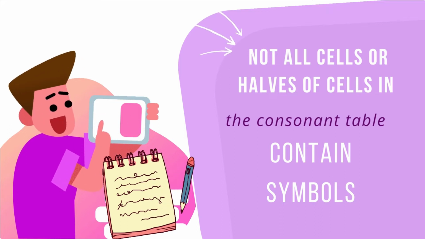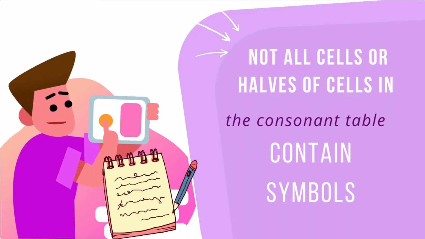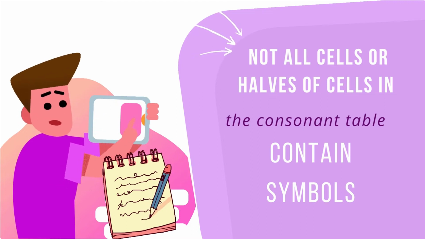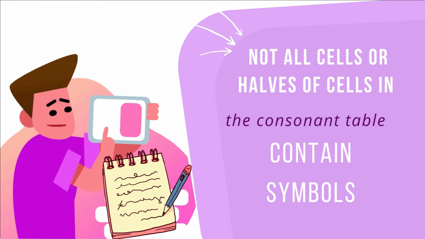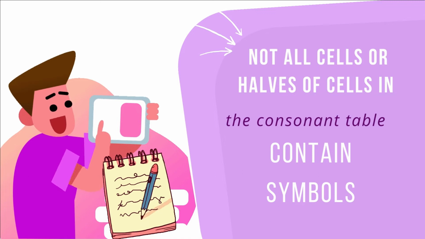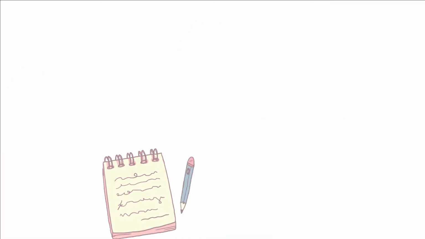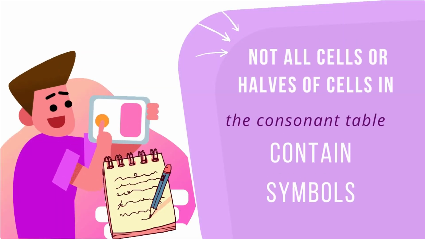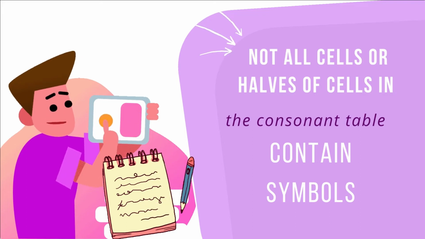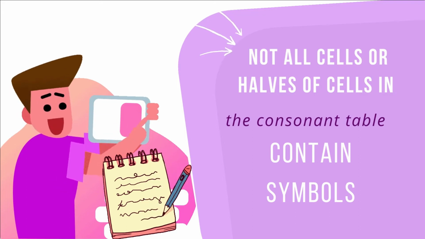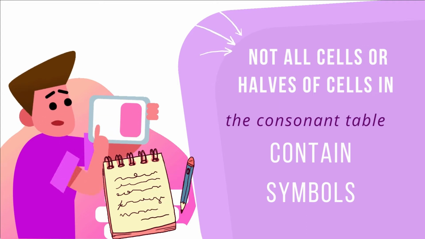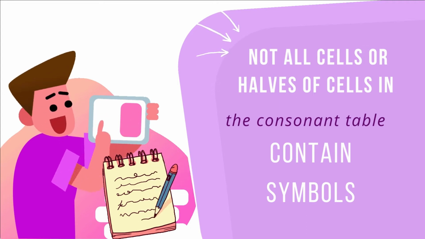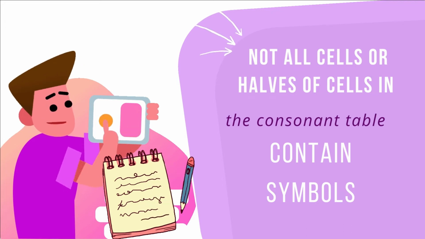Not all cells or halves of cells in the consonant table contain symbols. The gaps are of different kinds. Shaded cells are where the intersection of a manner and a place of articulation defines a sound which is thought not to be possible.